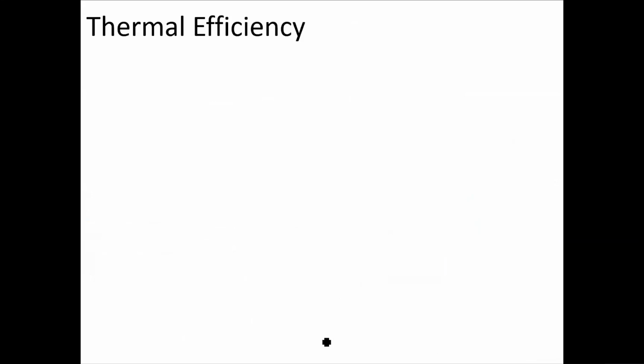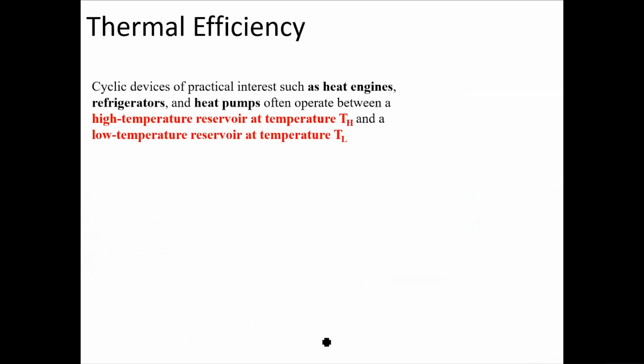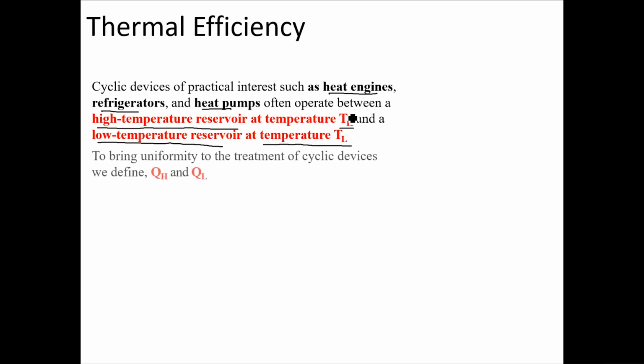Now, moving on, whether you're talking about cyclic devices such as heat engines, or refrigerators and heat pumps, which we'll be looking into in a few minutes, they often operate between a high temperature reservoir, known as T subscript H, from which the heat input is coming, and a low temperature reservoir, which is acting as a sink at a low temperature, represented by T subscript L.